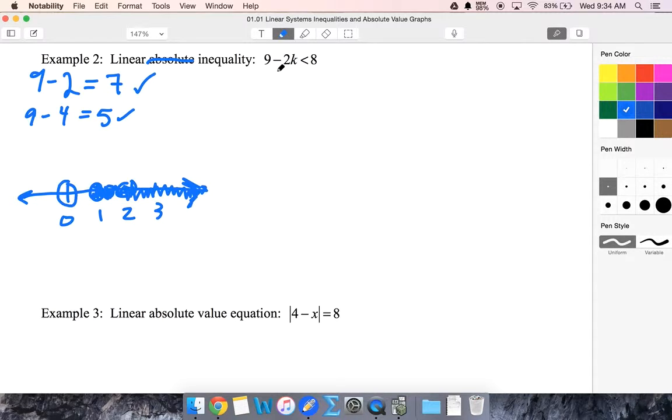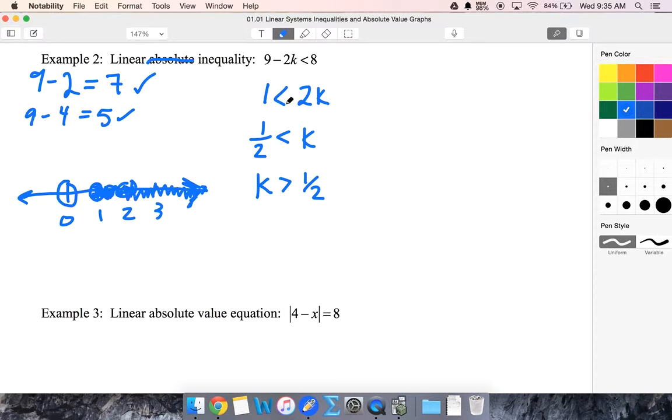So if I solve this inequality, the quickest way to do it and the least likely to make mistakes is to move the 2k to the right because it's negative and move the 8 to the left. So 9 minus 8 is 1. Move the 2k to the right, and we have 1 is less than 2k. And now if I divide everything by 2, a half is less than k. This is the same as saying that k has to be greater than a half.